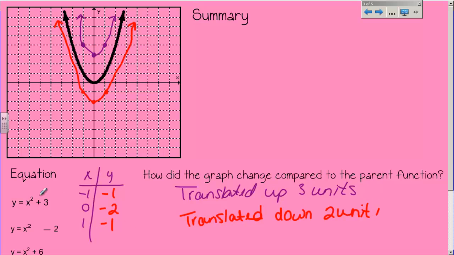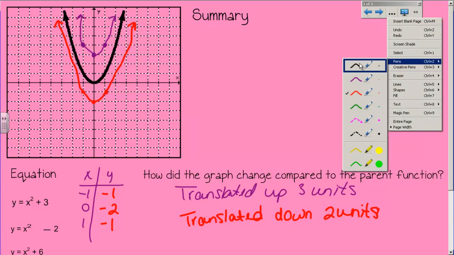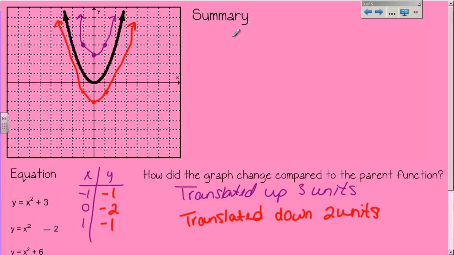So if you will look, when I add a number, when I went from x squared to x squared plus 3, because the parent function is x squared, when I add a number to the parent function, it translates the function up that number of units. And when I subtract a number from the parent function x squared, it translates the parent function down that number of units. So if I want to summarize, I know there are 2 more functions here, and you can go graph them if you want, but if I want to do a summary, here's what my summary is going to say. Okay, if I add or subtract a number, it translates my function up or down that many units.